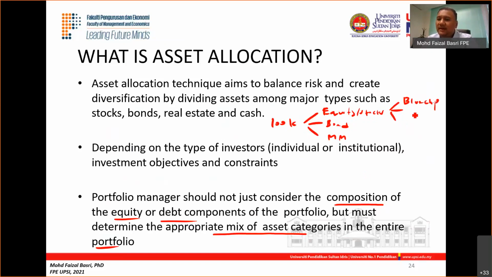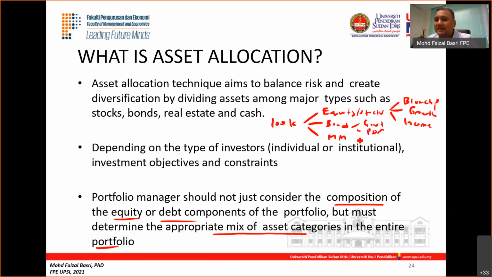Blue chip stocks. We have growth stocks. We have income stocks. So this composition is important as well. Not only about equity and debt here, but the composition of each element you need to know. So for bonds, there is government bond, for example. They have private bonds, which is private debt securities.